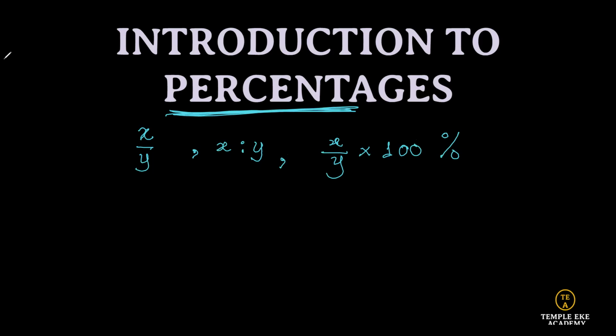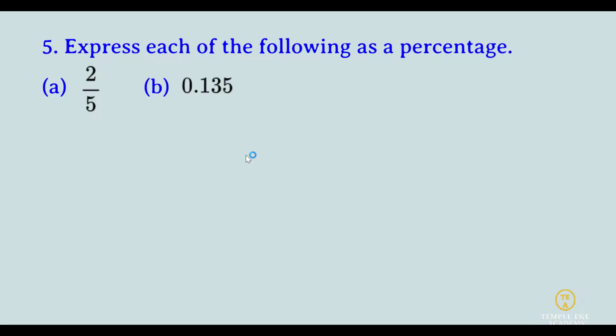Okay. Now express each of the following as a percentage. Let's get into it. First one. We have to express 2 over 5 as a percentage. So let's get into it. 2 over 5. We have to multiply each one by 100. So we have 2 over 5 as a percentage. Simply multiply by 100.